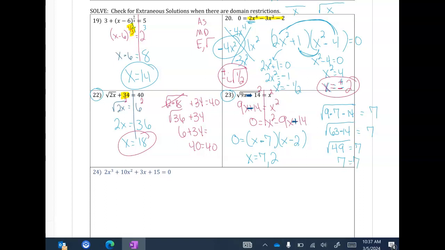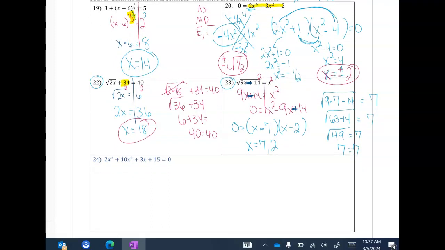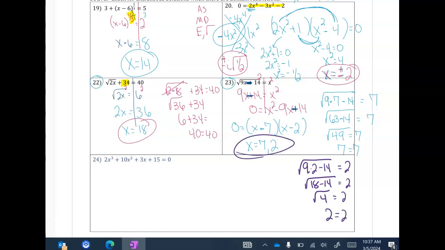So 7's good. And now I'm just going to repeat the same thing with 2. And I'll just put it right here. All right, so on the left side, I get 18, take away 14. That's the square root of 4, which is 2. So then, yes, 2 equals 2. So we'll keep both answers here.